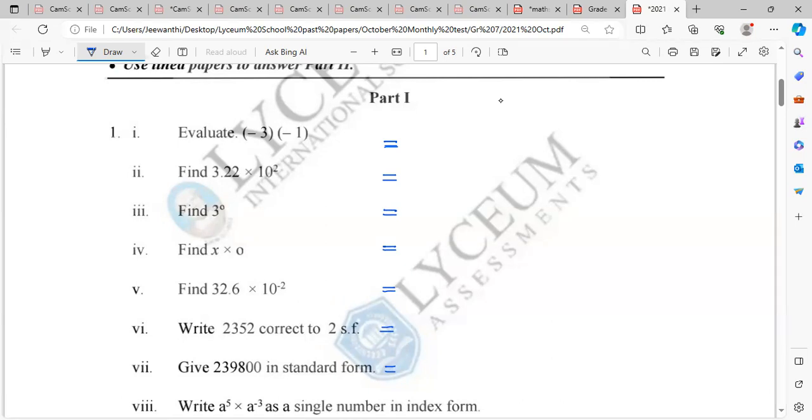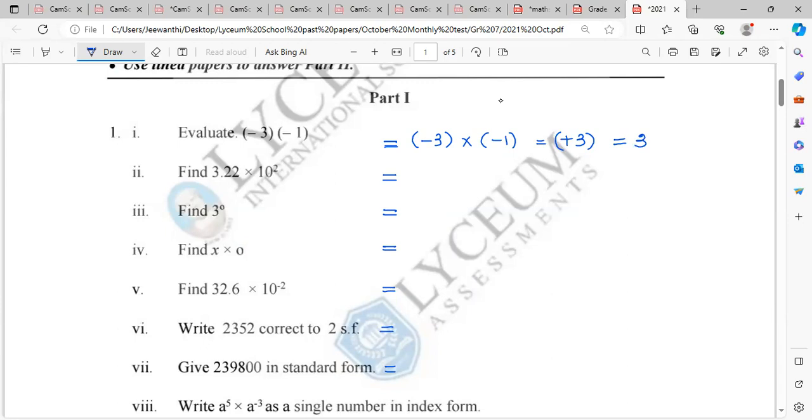-3, when you have two brackets like this, it means -3 multiplied by -1 and the answer is +3, right? A negative number multiplied by a negative number, the answer is +3. But normally when we write the final answer, you can keep the answer like this.